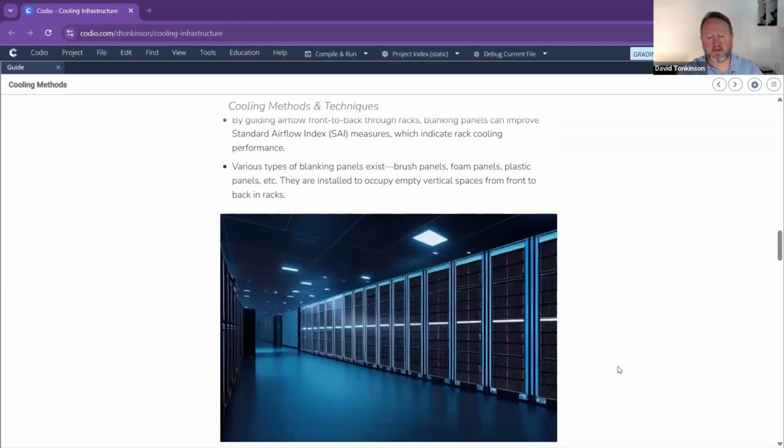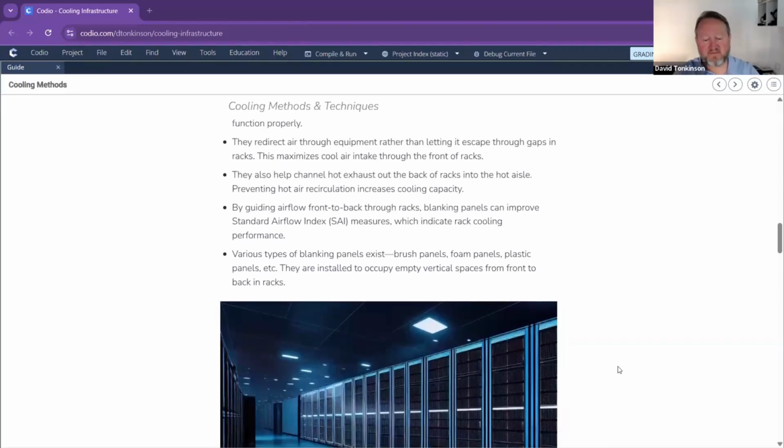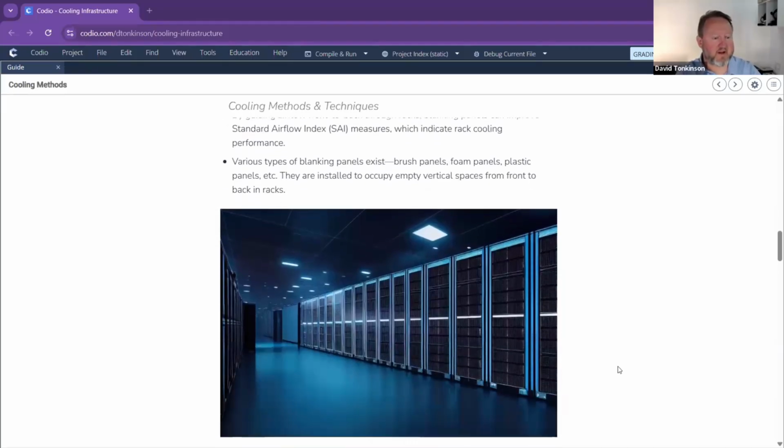That's a beautiful looking data center, isn't it? None of them look that tidy, to be honest with you, but that's a beautiful looking one, isn't it? Any questions about blanking plates?